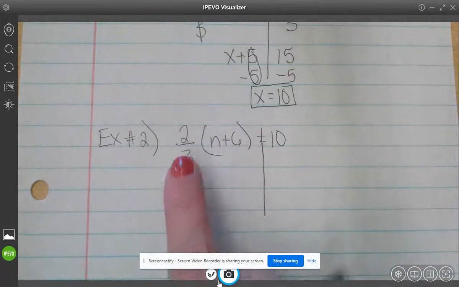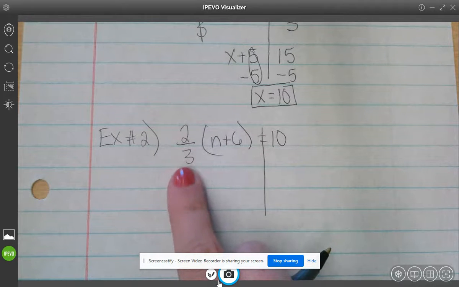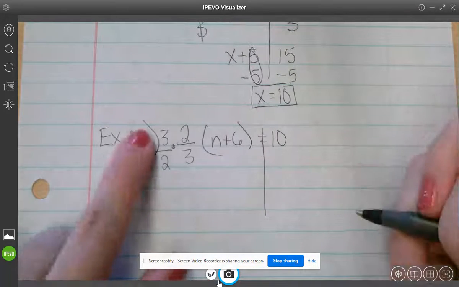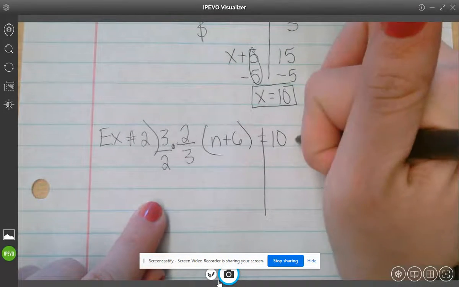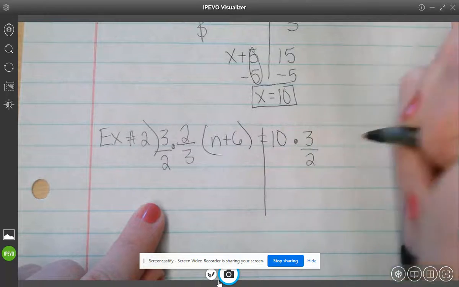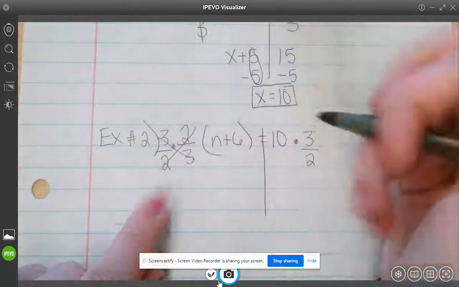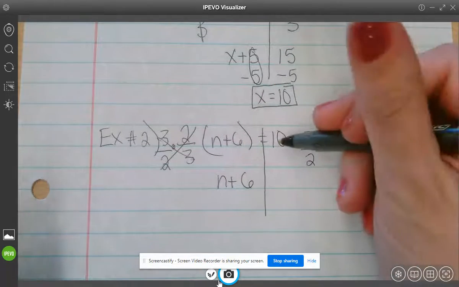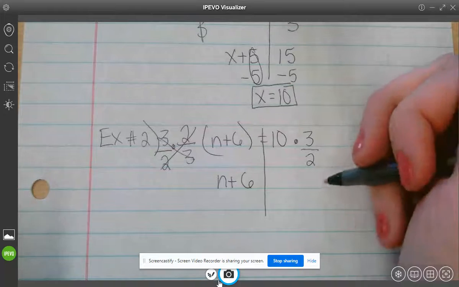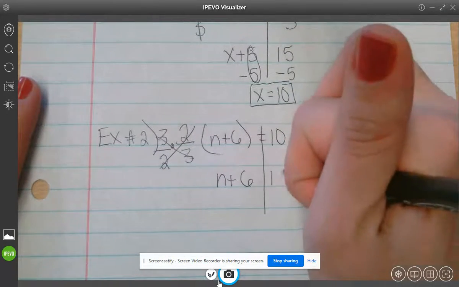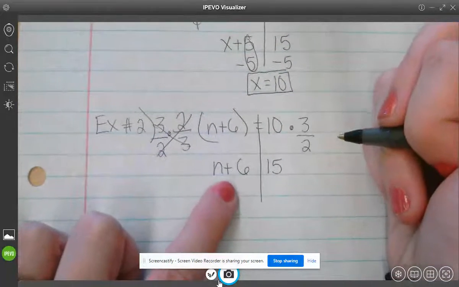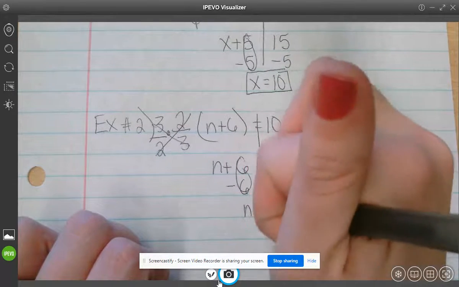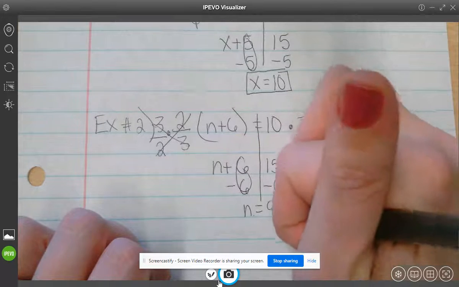So remember, we have a couple different ways we can get rid of the 2/3, but the way that I like to do is I like to get rid of it through multiplying. So I multiply by the reciprocal. Go over here, multiply by the reciprocal. That all goes away, and I'm left with n plus 6. If you type 10 times 3 over 2 into your calculator, you get 15. Now I have to get rid of that plus 6, so I'm going to do that through subtracting. And I get 9.